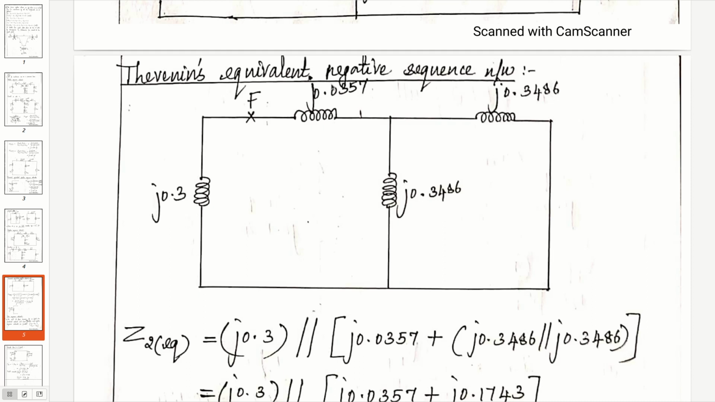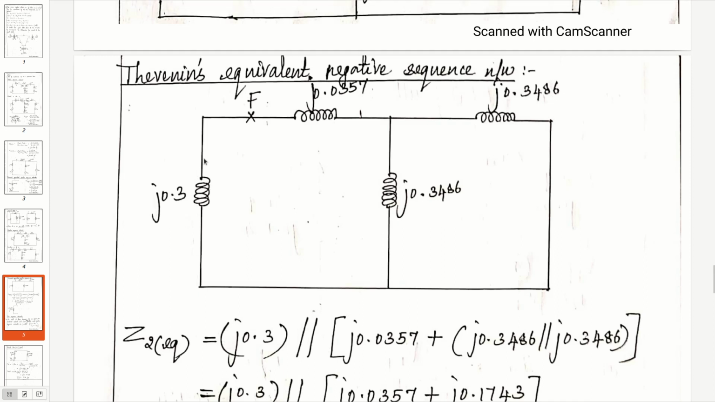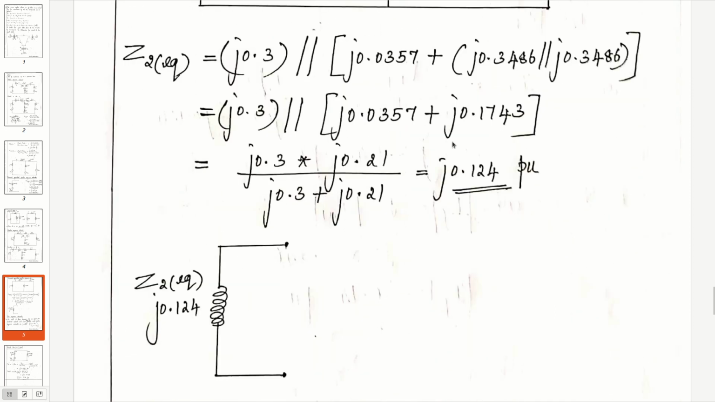For that we need Z2 equivalent. We have one reactance to the left hand side of F and a series and parallel combination of a few reactances on the right hand side. Z2 equivalent is calculated as j0.124 per unit. So this is the circuit for the Thevenin's equivalent negative sequence network. It consists of only one reactance, Z2 equivalent.